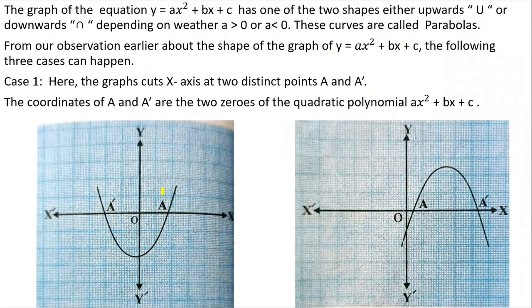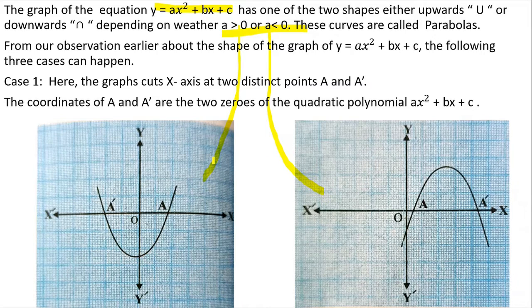Now, the general equation of a quadratic polynomial is y equals ax squared plus bx plus c. The shape of the quadratic polynomial varies with whether a is greater than 0 or a is less than 0. That is, if a is greater than 0, then the shape of the quadratic polynomial is an upward parabola, and if a is less than 0, then the shape is a downward parabola.